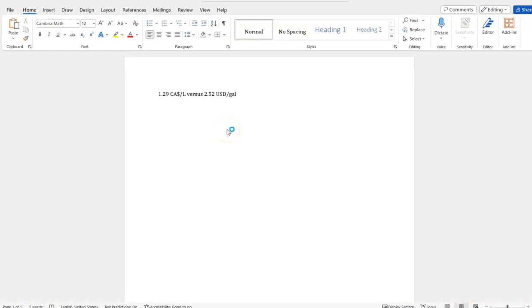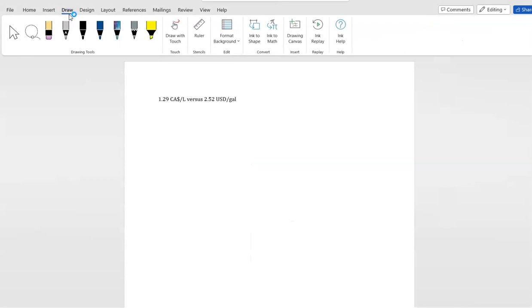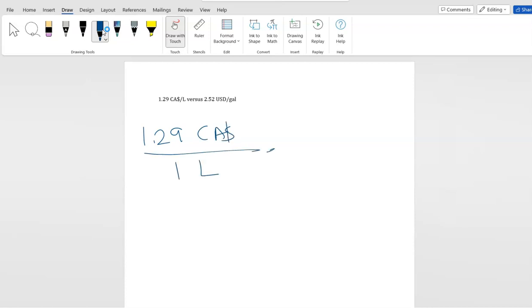We're going to do this just like we do any of our other conversions here. So I'm starting out, I have 1.29 CAD over 1 liter. Okay, so I need to get rid of the liters, and I want to go to gallons, and I want to get rid of the Canadian dollar, and I want to be in USD.